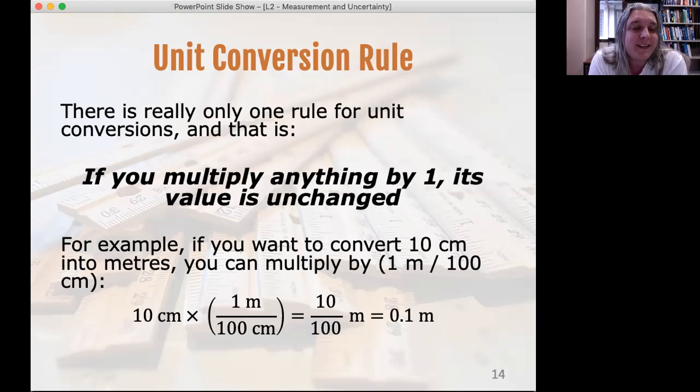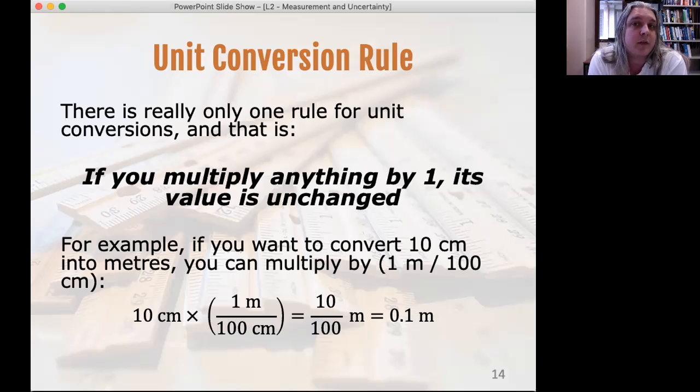So the example here, 10 centimeters, we want to convert that into meters. So we're going to multiply by 1 meter over 100 centimeters. So that whole bracket is just equal to 1. So all we're doing is multiplying our length by 1. So we're not changing the length at all.